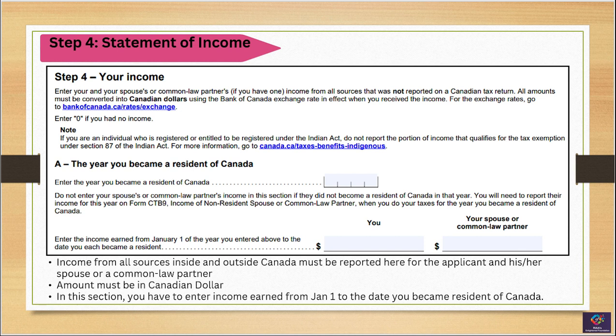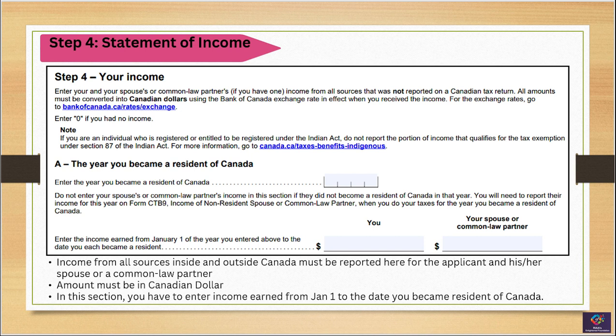Accordingly, now, as a resident of Canada, you must provide information about your income from all sources, whether earned inside or outside of Canada. In this step, the fourth section of the form, make sure that your income is converted and filled in Canadian dollars. Currency conversion can be done based on estimated market prevailing currency conversion rates.